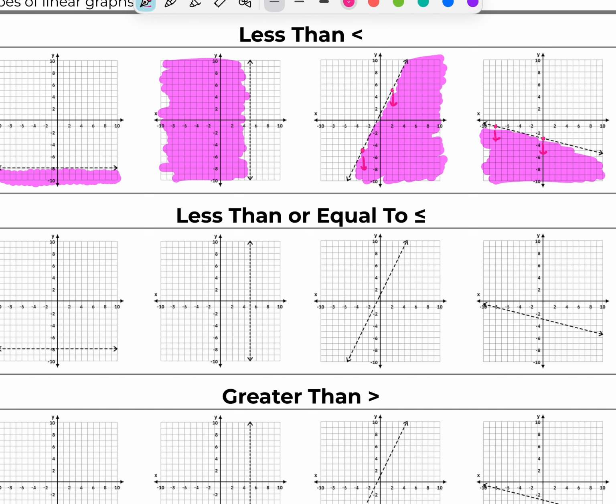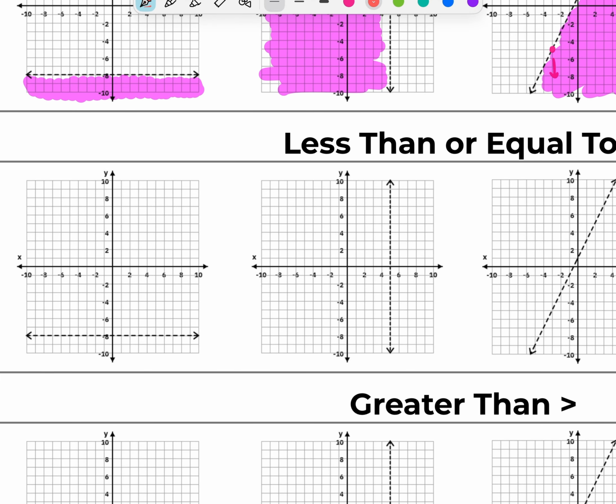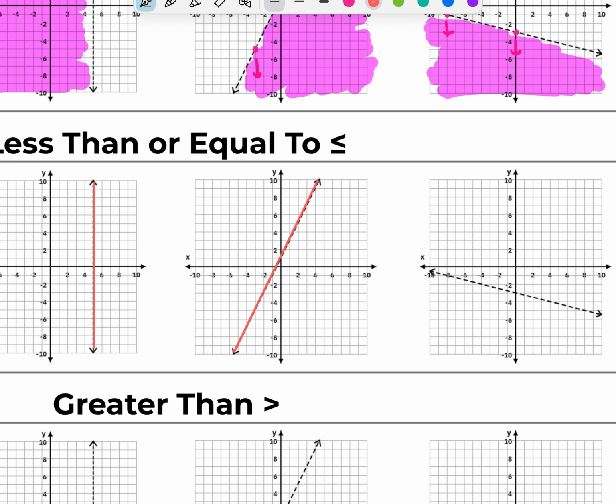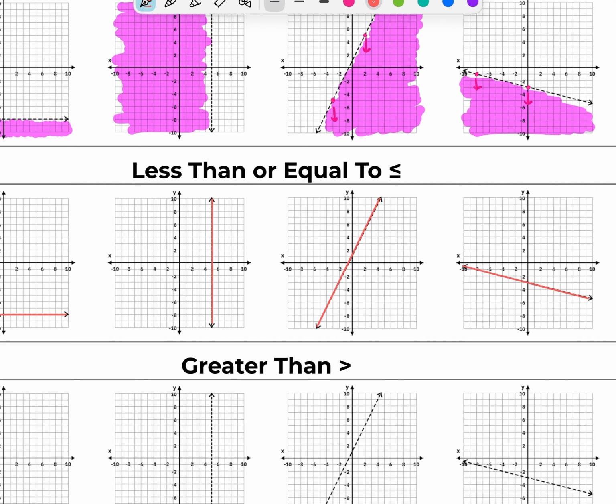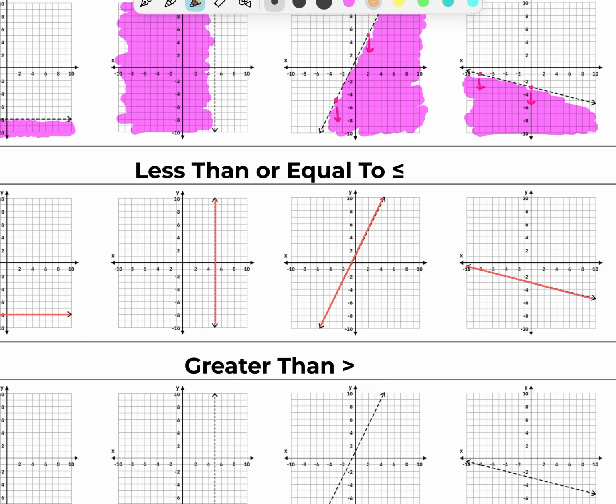Less than or equal to is essentially the same with one difference. The shading will not change, but the type of line will. In equal to, we are going to change these dashes into solid lines, which means if points fall on the line, they would be included as part of our solution set. We're going to review what a solution is coming up in the next part, because that's what we're going to be doing today, finding our solutions. All right, so we're going to shade below, to the left, below, and below again.